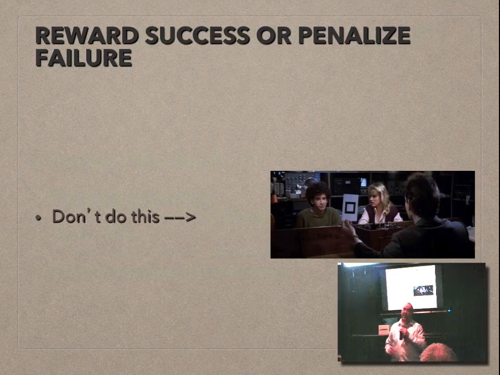Likewise, we want to be careful about rewarding users. I would never do this. I would never say, hey, try my product out. If you succeed, I'll give you money. This adds stress to users because they really want the money, and they're going to try really hard to get it, and then they're going to start behaving differently.